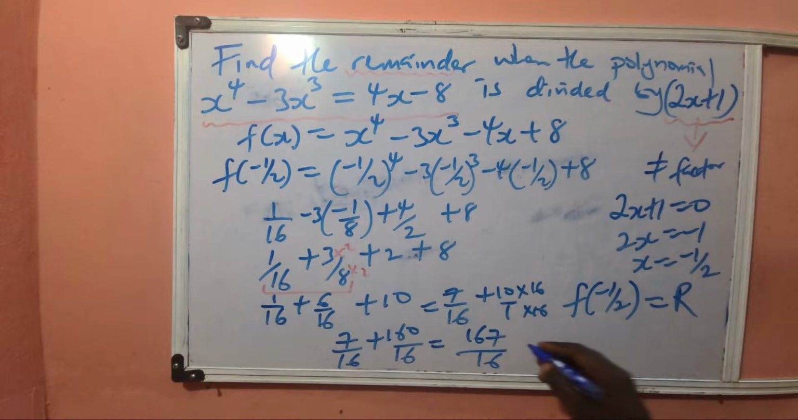So this is the remainder when that polynomial is divided by 2x plus 1. So you can see how useful the remainder theorem is. All right? Let's solve this other question very quickly.